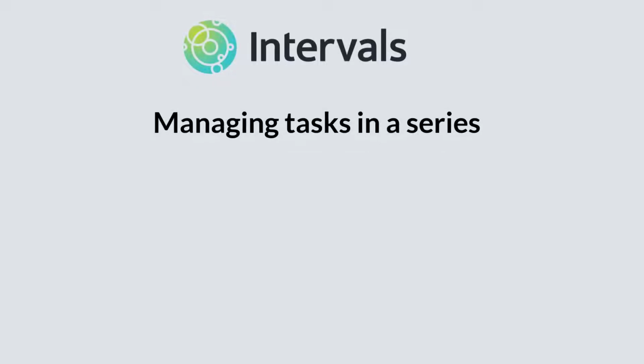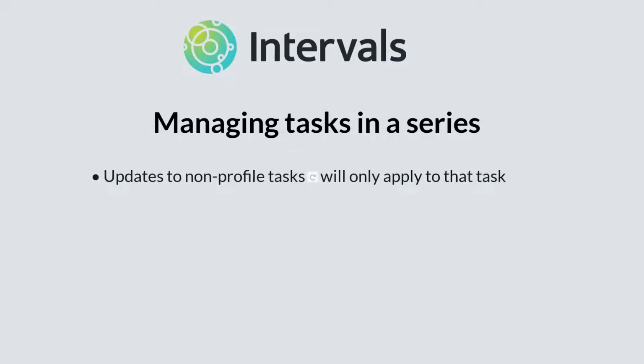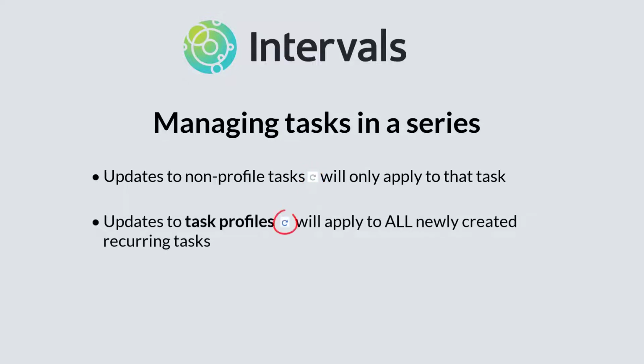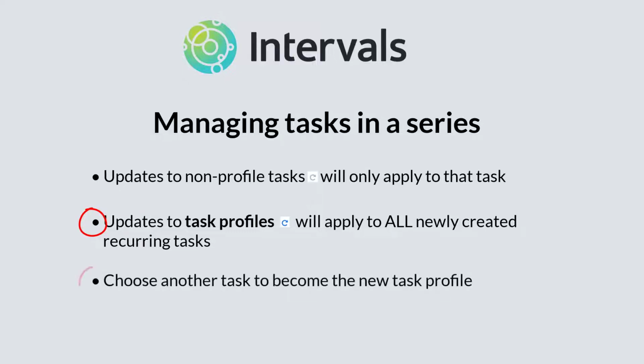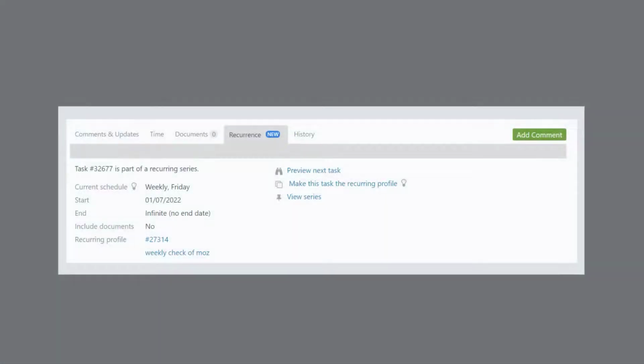A couple of clarifying points as we close out this section. Updates to tasks that are not the task profile, which are indicated by the light gray repeat icon, will only apply to that task. Updates to the task profile, indicated by the blue repeat icon, will apply to all newly created tasks. You may get to the point where you've worked through a particular recurring task several times, and now you want to iterate on it and have all the tasks created in the future be different than what you've originally started with. In that case, there are two ways you can affect the newly created tasks. One, you can update the task profile, or you can make another task the new task profile. Simply do that by going to the task and then clicking on the Make This Task the Recurring Profile link.